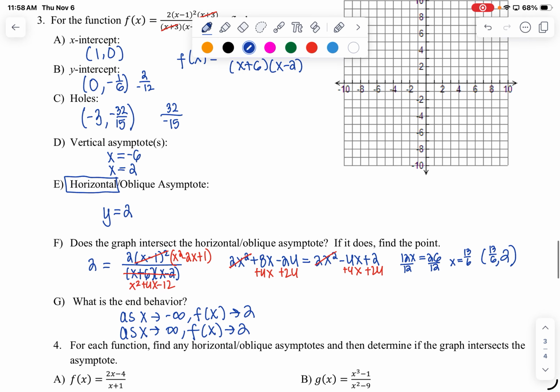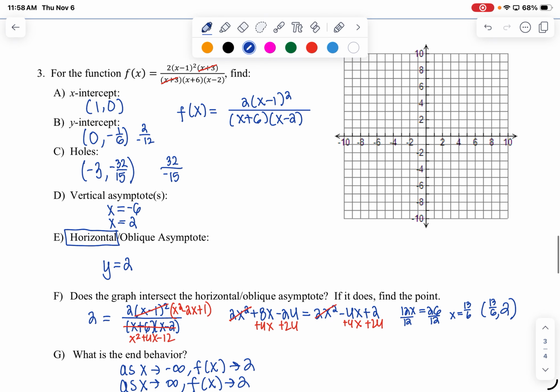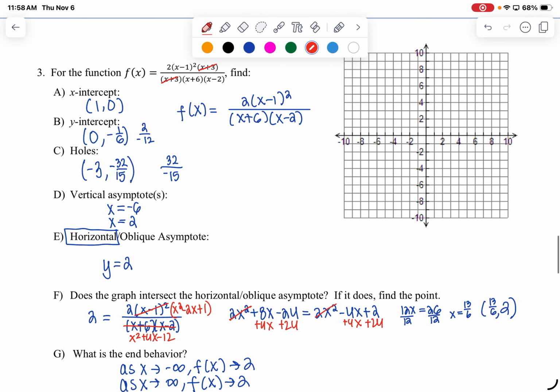All right, let's go ahead and graph this and do the last 4, which don't involve graphing, which is nice. Okay, vertical asymptotes, x equals -6 and x equals 2. Horizontal asymptote, y equals 2. Dashed lines.